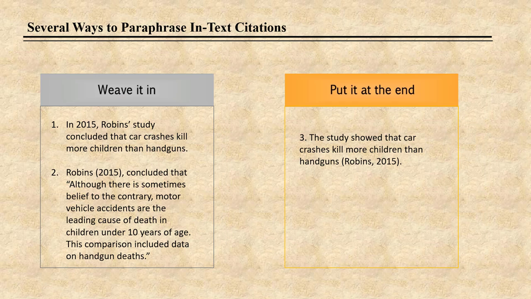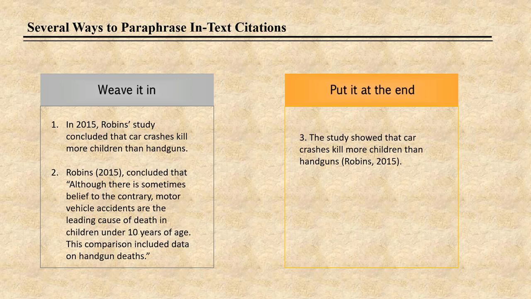There are two ways you can use in-text citations: by either weaving the information into the text or placing it at the end. Two pieces of information are always included: the author's last name and the date. Here are some examples of the same piece of information being quoted in three different ways.